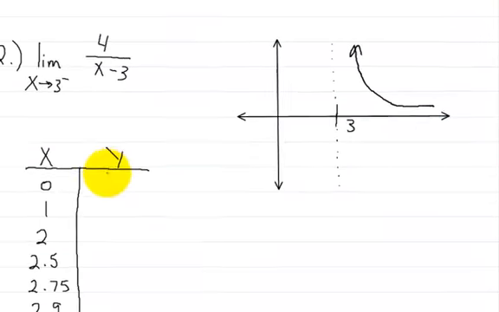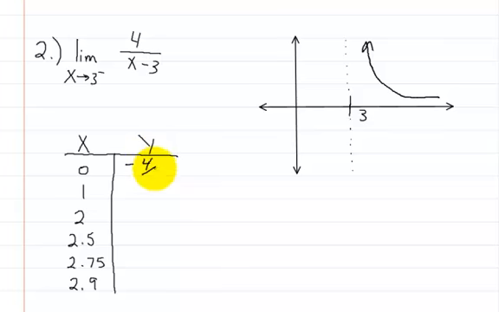If you plug in 0 here, you're going to get negative 4/3. You're going to get negative 2, negative 4, negative 8, negative 16, and negative 40. So as you plug in these values, you'll come up with these outputs. As you're noticing, these values of y are getting smaller and smaller. Well, they're getting more negative. So as you're coming this way, the values of y are getting more and more negative.